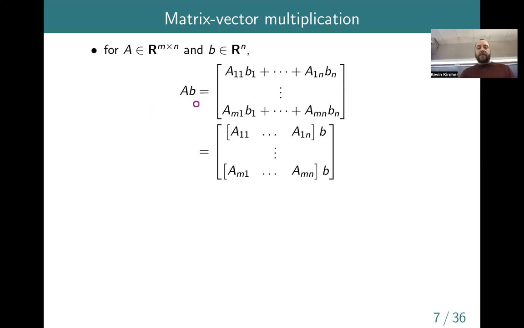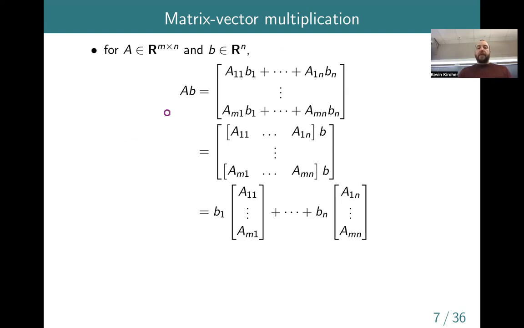What are the dimensions of the product AB if we have A m by n and B in Rn? Yeah, m by 1, right? So it's a vector of dimension m.